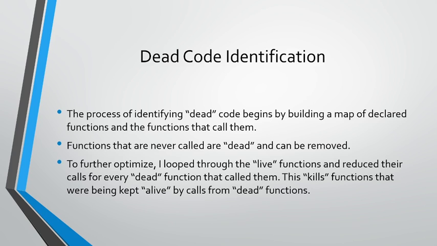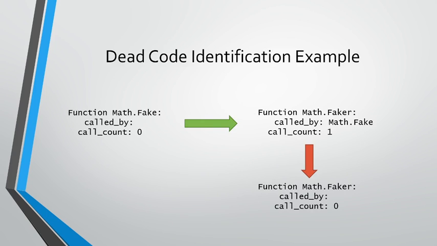The process of identifying dead code begins with building a map of declared functions and the functions that are calling them. If A was called by B and C, and B was called by A, and so on. Functions that are never called by anyone are therefore dead and can be removed. To further optimize, I looped through the remaining live functions and reduced their calls to every dead function that had been calling upon them. This would kill functions that were being kept alive by dead functions. I would also then add those killed functions to the dead list and can further remove other dead functions that were dependent upon those. This is an example of that process.